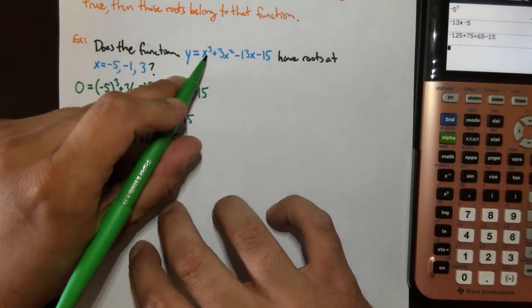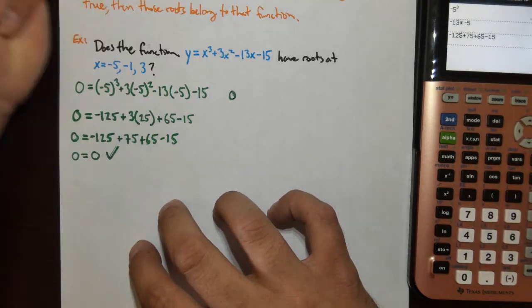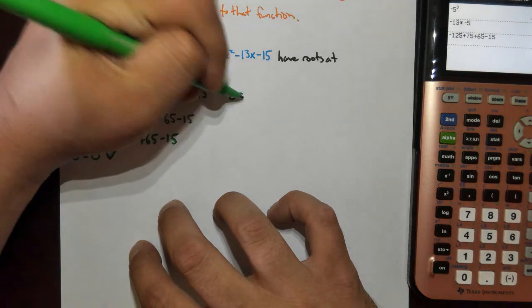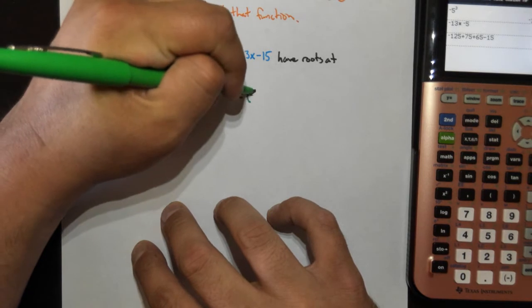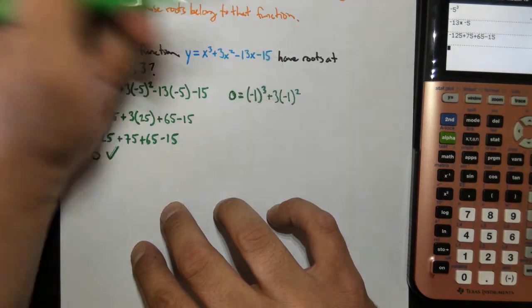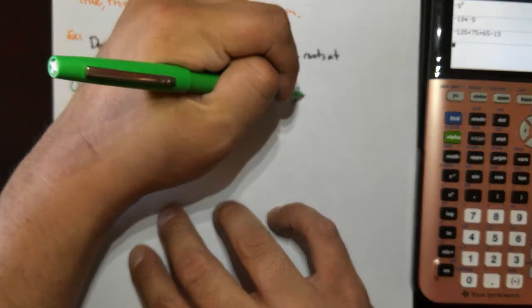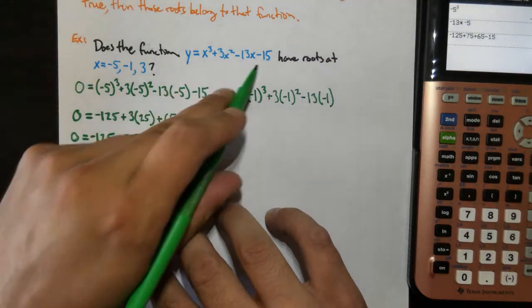So let's go ahead and do this same thing with negative 1. I'm going to take my function. I'm going to set y equal to 0. So y is now 0. So 0 equals x cubed. It's going to be negative 1 cubed plus 3x squared. So 3 times negative 1 squared minus 13 times negative 1 minus 15.